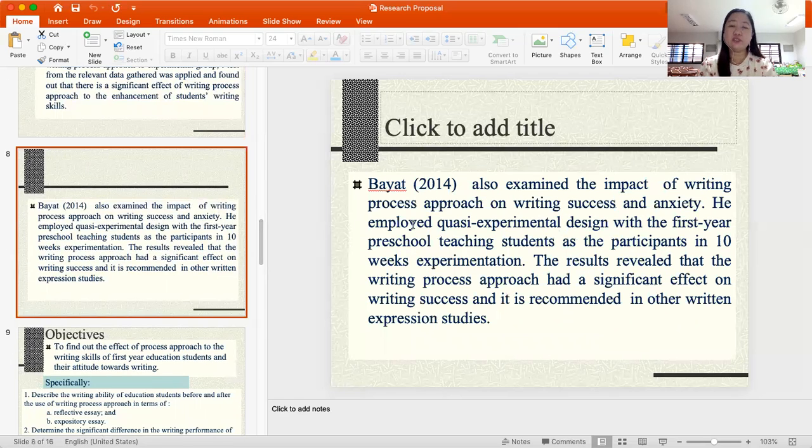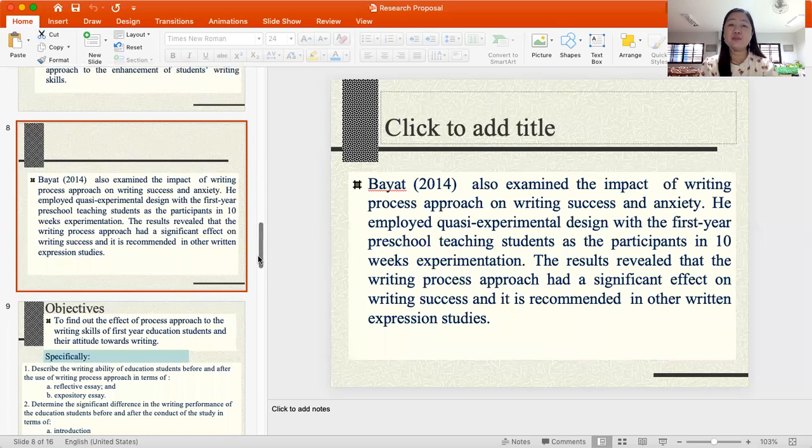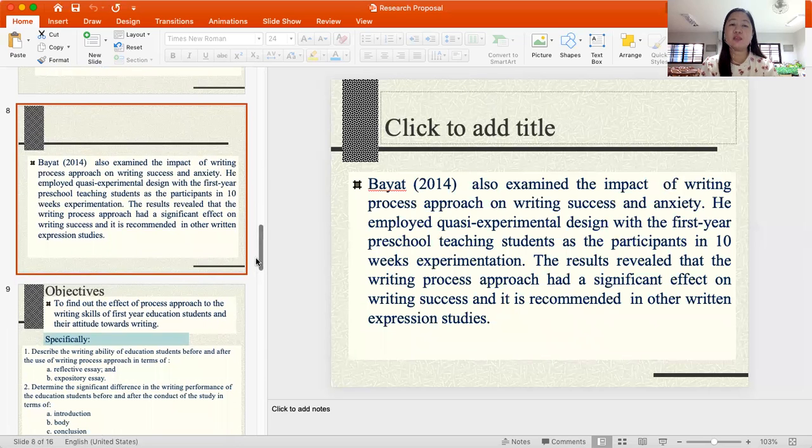Also, in 2014, Bayat examined the impact of writing process on writing success and anxiety. He employed quasi-experimental design with the first-year preschool teaching students as the participants in 10 weeks experimentation. The results revealed that the writing process approach had a significant effect on writing success, and it is recommended in other written expressions.